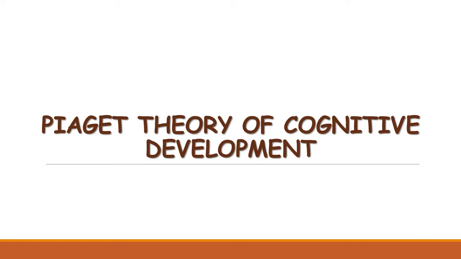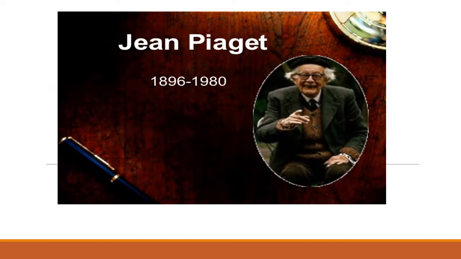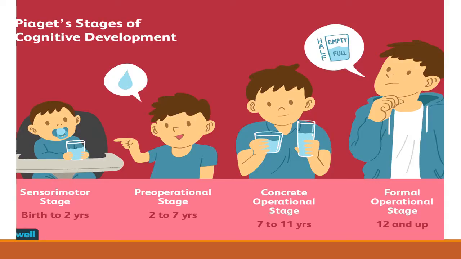In today's video we will learn about Piaget's theory of cognitive development. So Piaget's stages of cognitive development, how many stages are presented by Piaget? The first is the sensorimotor stage, which is about 2 years. Then the pre-operational stage, which is 2 to 7 years. Concrete operational stage, which is 7 to 11 years. And the formal operational stage, which is 12 and up.